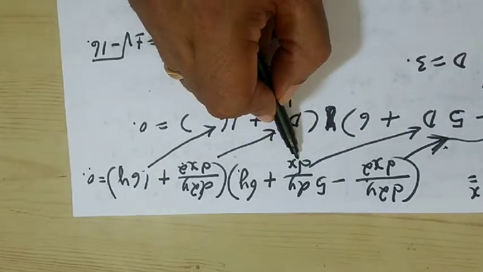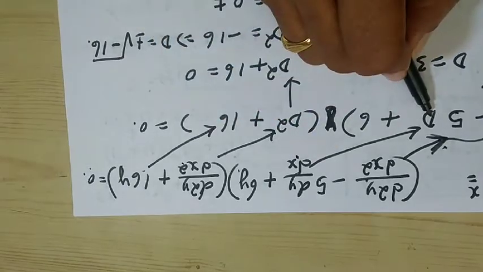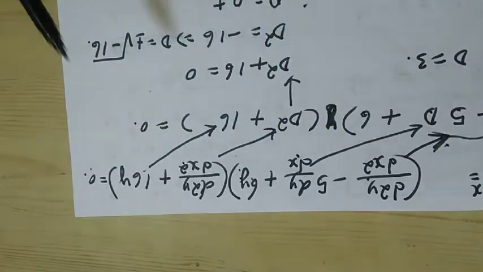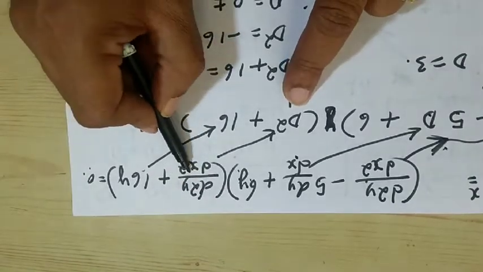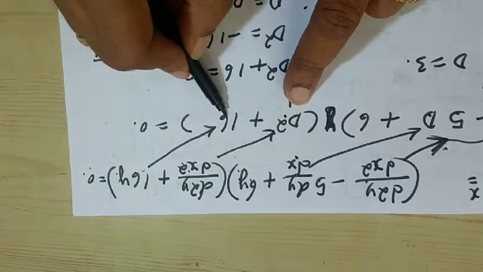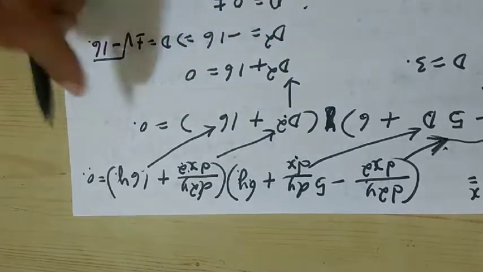dy by dx, one and only once differentiated, so the power of D must be 1. The number behind y, 6, I have written as it is. Now coming to this: 2 times differentiation, the power of D is 2. The number behind y, 16. So this multiplication is equal to 0.